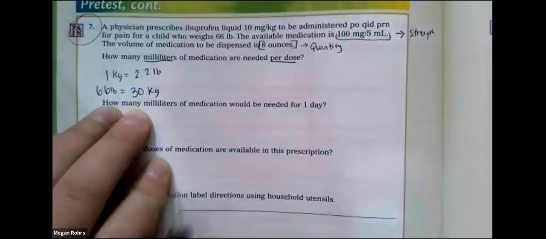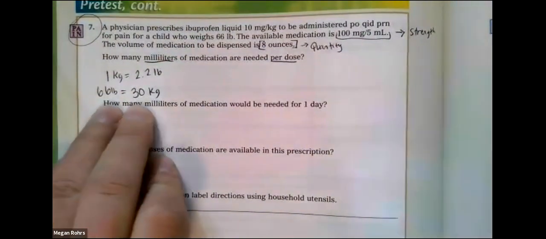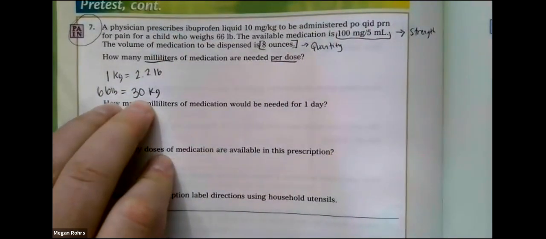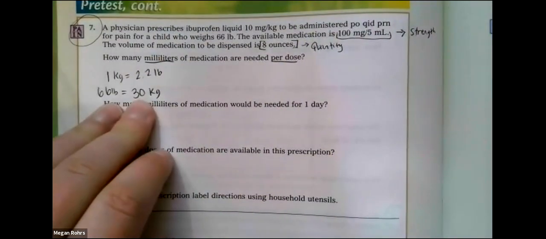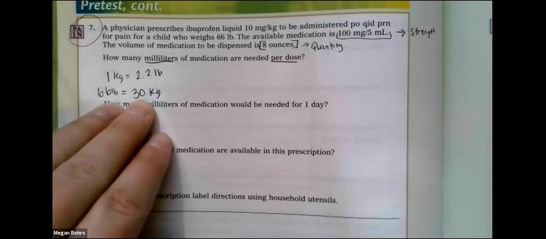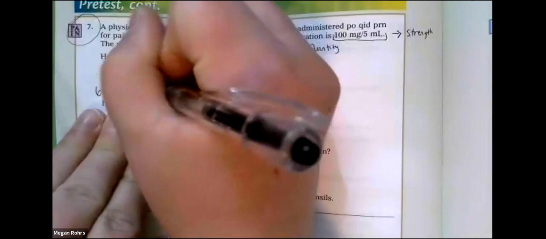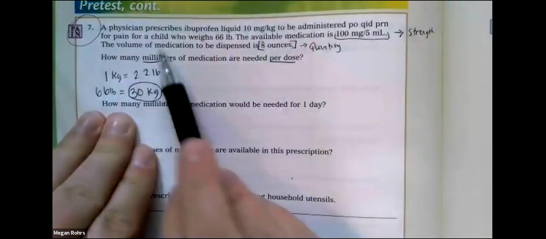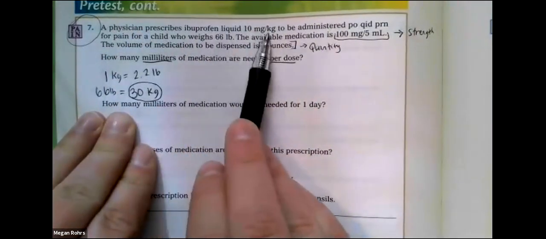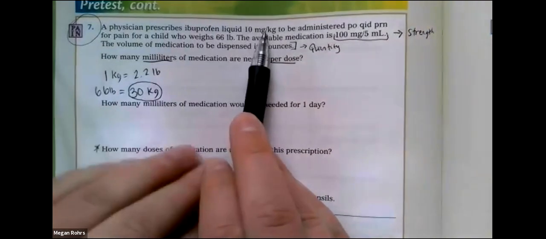So 66 pounds would equal 30 kilograms. If you needed to do ratio and proportion, you could have set that up just as well. That works out the same way here. So we know that they are 30 kilograms, and we know that the prescription is for 10 milligrams per kilogram.